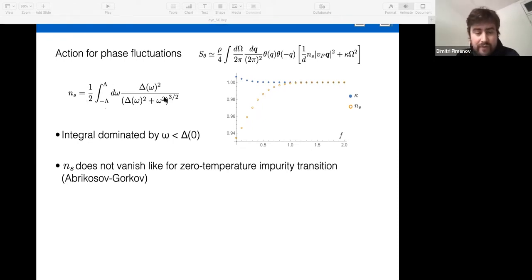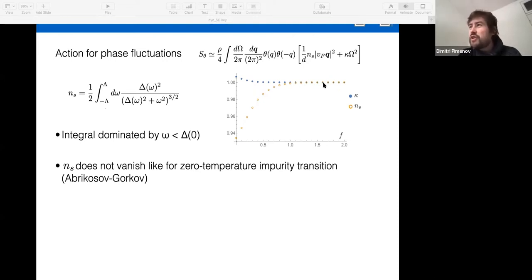And this can be understood from the fact that this integral here will be dominated by frequencies which are smaller than this delta of 0. But in this kind of limit where we approach the critical f, this delta of 0 vanishes very fast, while the scale on which the gap function itself changes, this kind of node, is much larger. So basically, for the purpose of this integral, we can just approximate delta by a constant, and then you get back the basically BCS behavior.